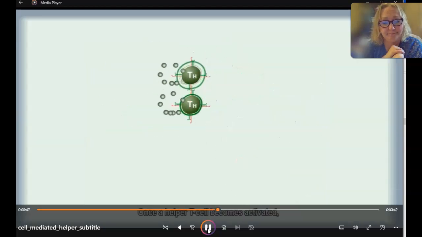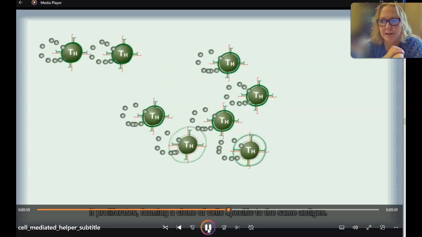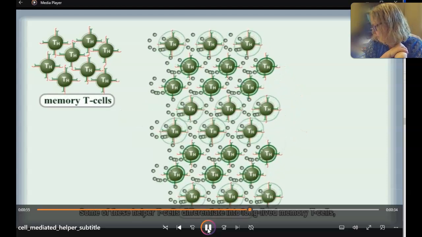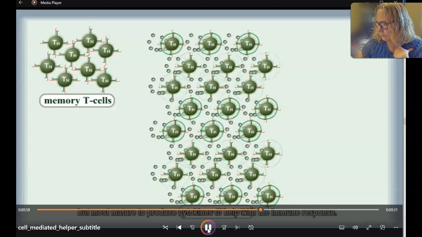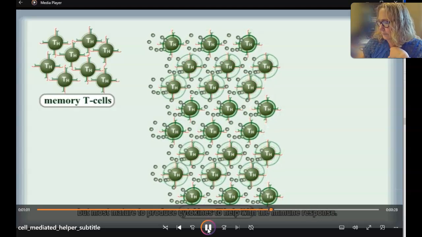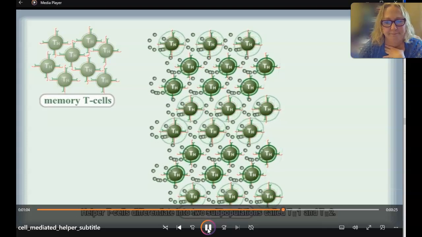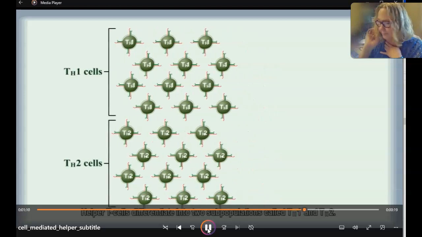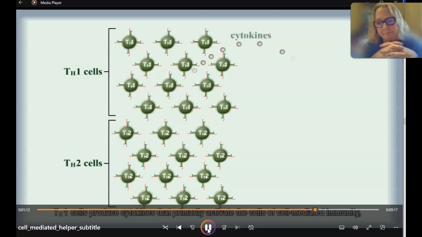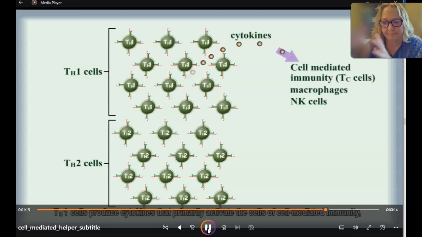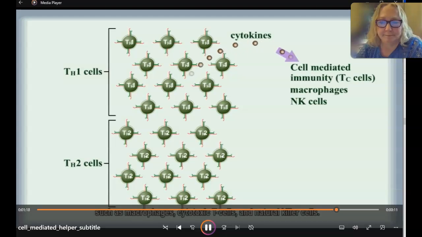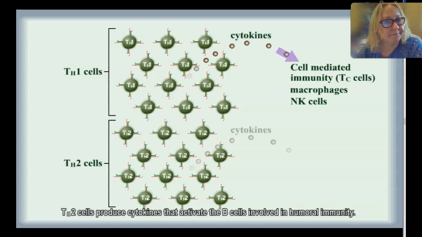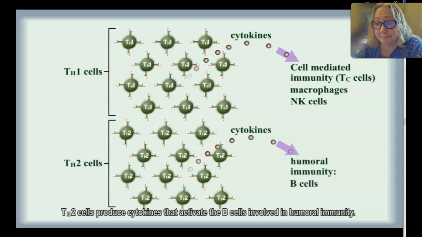Once a helper T cell becomes activated, it proliferates, forming a clone of cells specific to the same antigen. Some of these helper T cells differentiate into long-lived memory T cells, but most mature to produce cytokines to help with the immune response. Helper T cells differentiate into two subpopulations called Th1 and Th2. Th1 cells produce cytokines that primarily activate the cells of cell-mediated immunity, such as macrophages, cytotoxic T cells, and natural killer cells. Th2 cells produce cytokines that activate the B cells involved in humoral immunity.